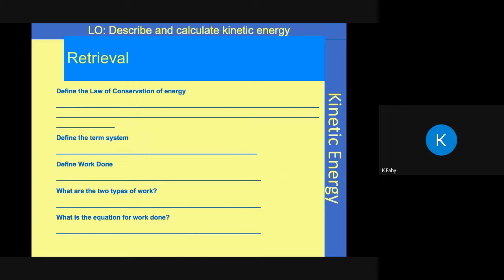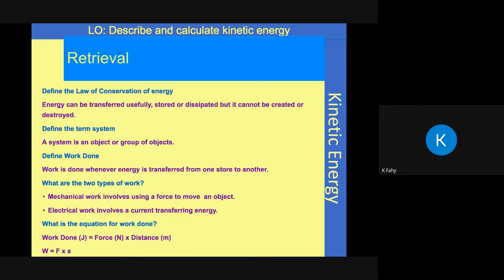All right, okay, so what is the law of conservation of energy? It is where energy can be transferred usefully, stored, or dissipated, but it cannot be created or destroyed. What does our term system mean? It is an object or a group of objects. What is work done? Work is done whenever energy is transferred from one store to another.